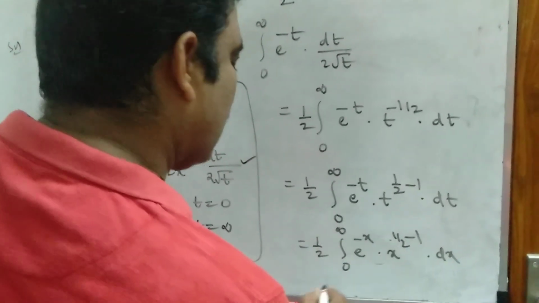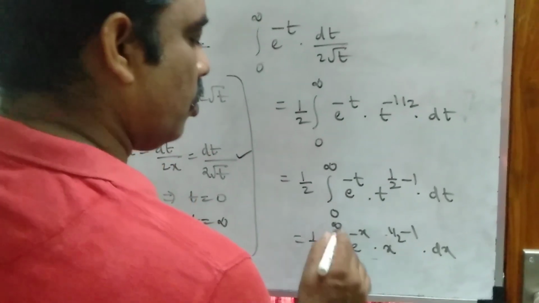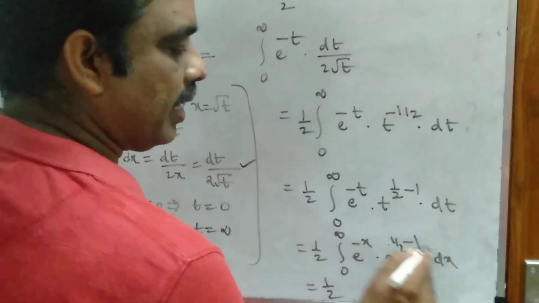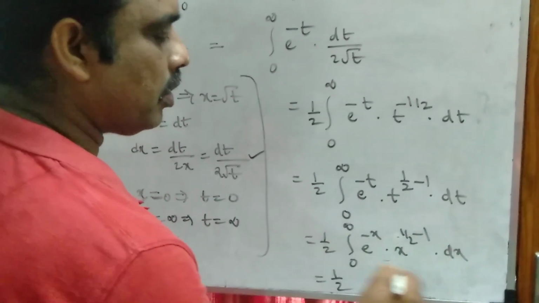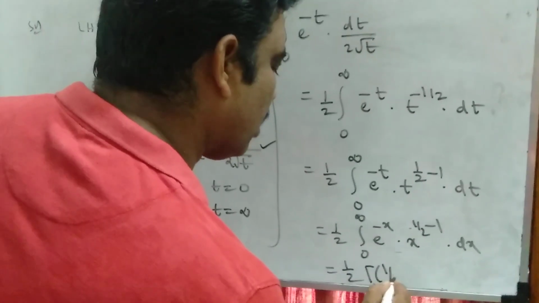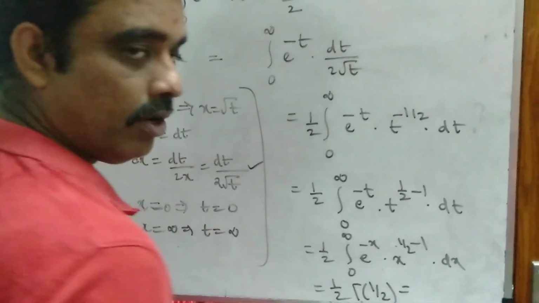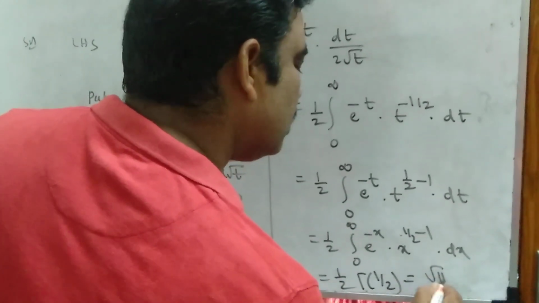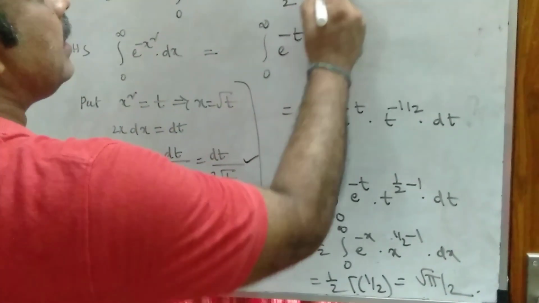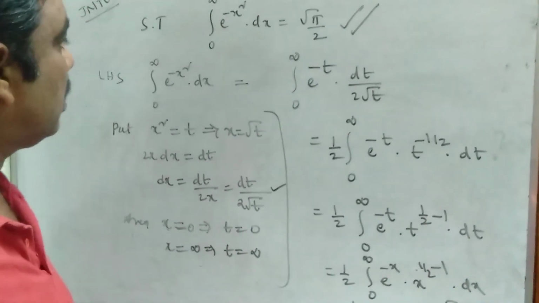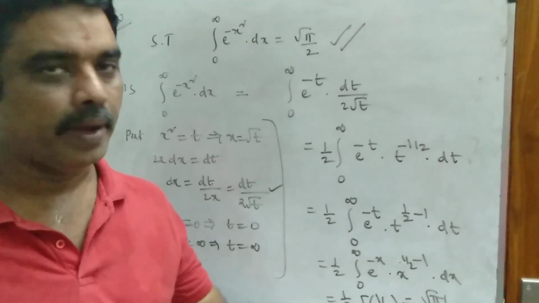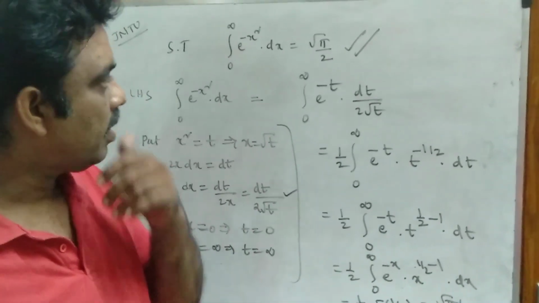So this looks like half into the integral 0 to infinity e power minus x, x power n minus 1 dx. This is the gamma function notation. So the value is half of gamma of 1 by 2. But what is gamma of 1 by 2? Already I told you gamma of 1 by 2 is root pi. The 1 by 2 is already there, so the result is root pi by 2, which is the required solution.